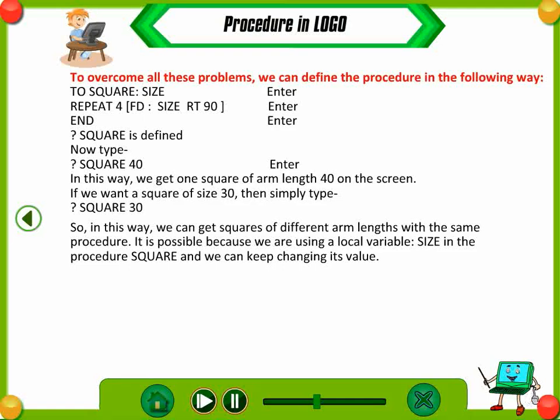So in this way, we can get squares of different arm lengths with the same procedure. It is possible because we are using a local variable, size, in the procedure square, and we can keep changing its value.